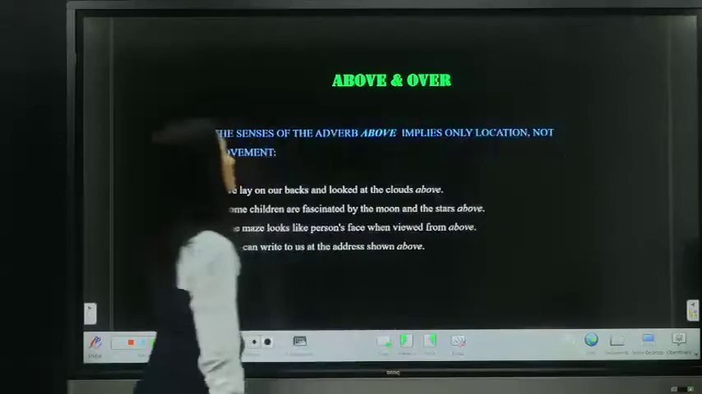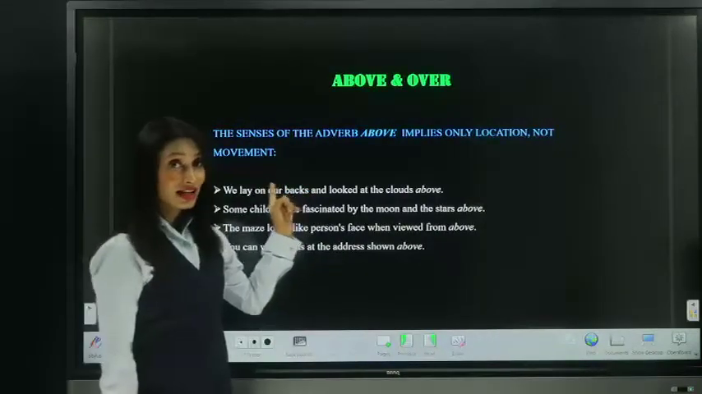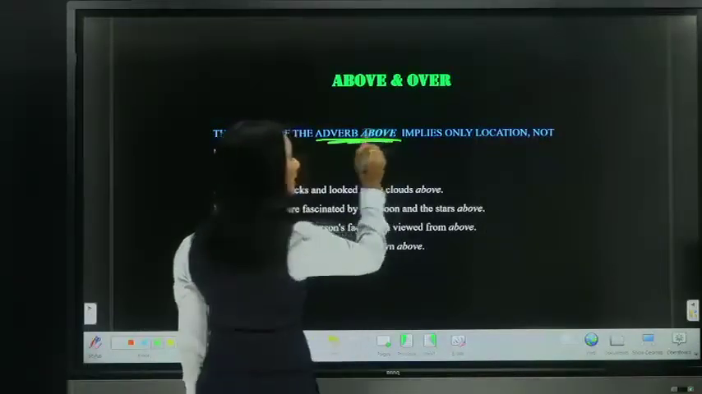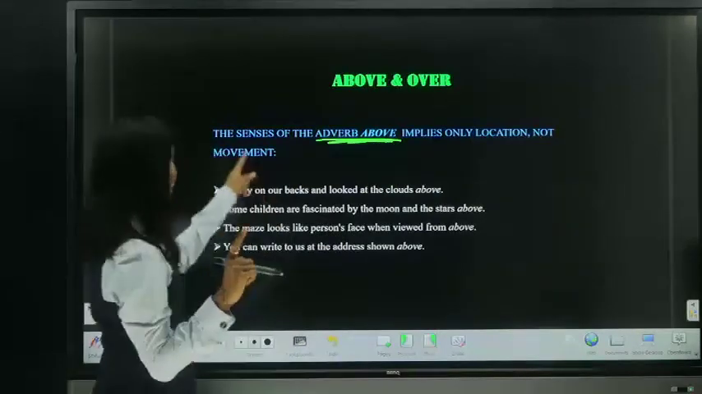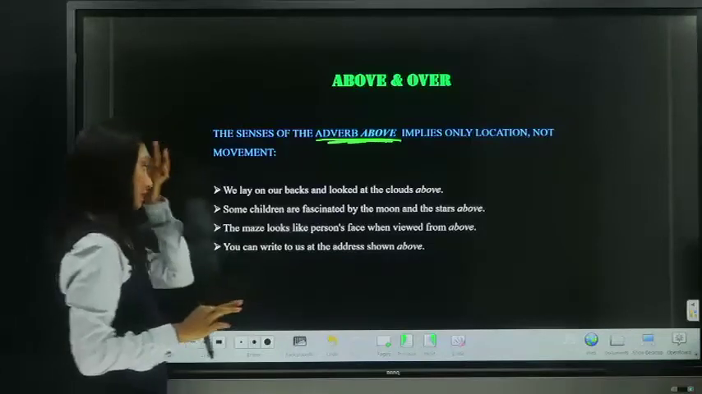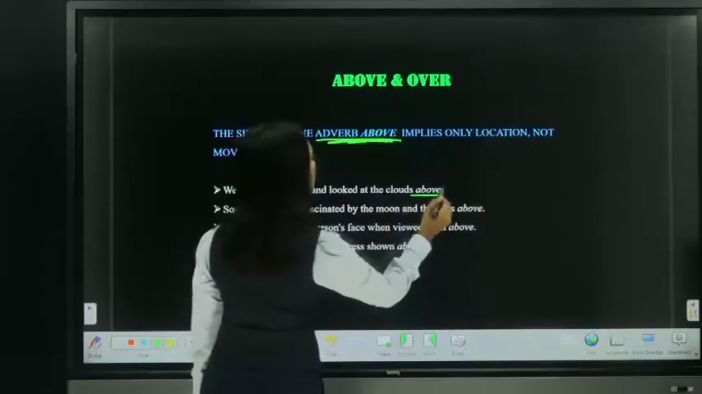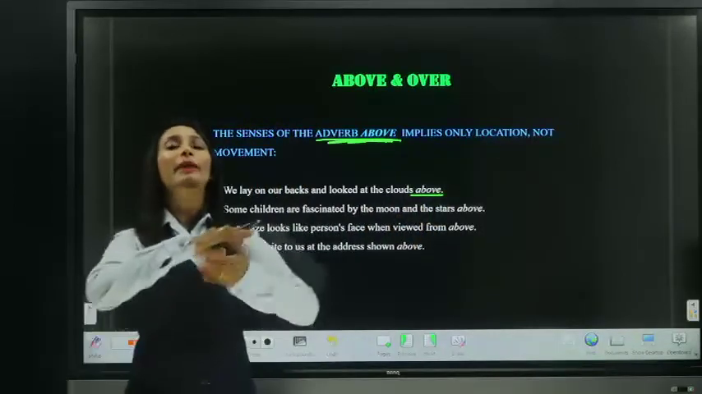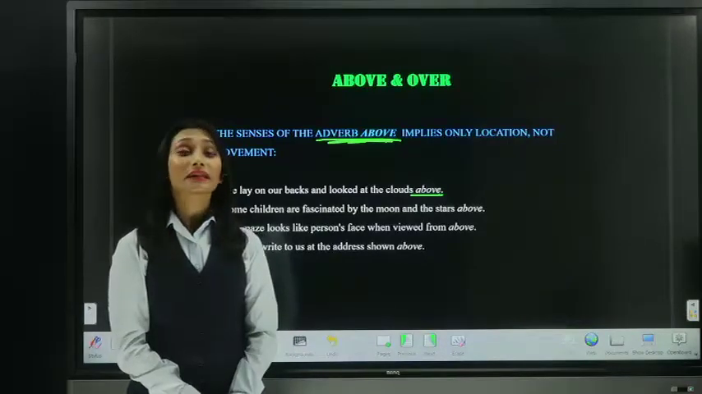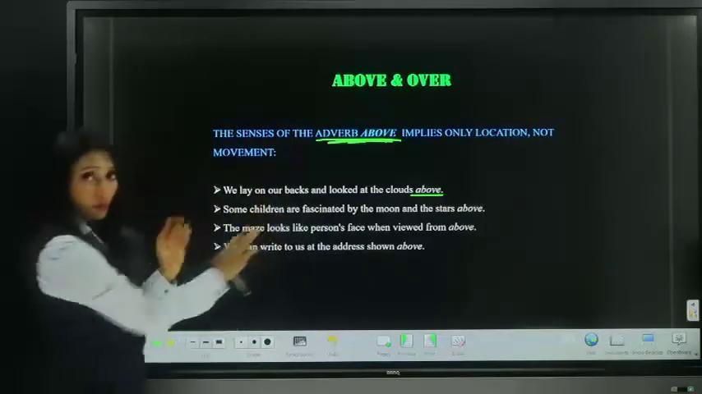The second usage states that in the sense of adverb, first one we have seen over as adverb. Second one, in the sense of adverb, above implies only location but no movement. There is no motion. For example, look at these examples. We lay on our backs and looked at the clouds above. I didn't mean that they are passing or moving above. Only position. There is no motion.